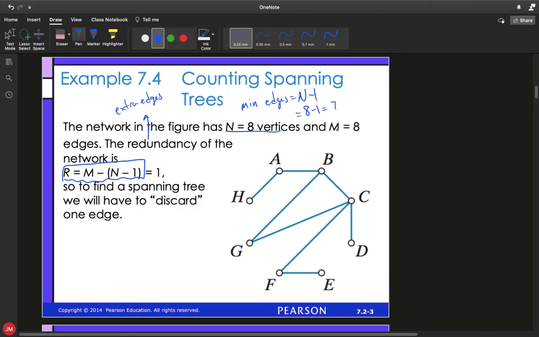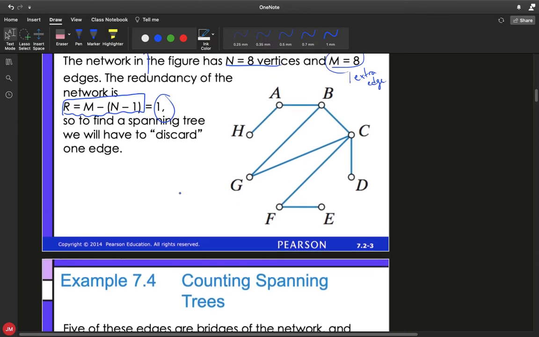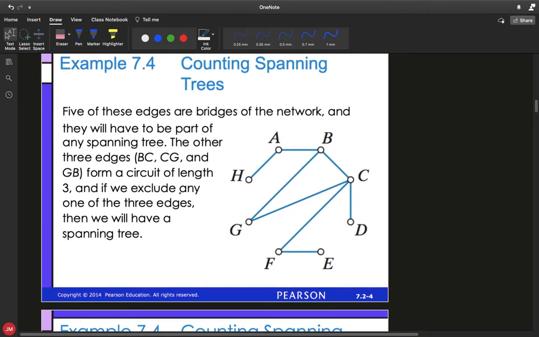Now in this particular graph, we actually had 8 edges. That means we had one extra edge on our graph, in which case our redundancy, as they calculated right here, would have been 1. Notice that the extra edge is really because it forms a circuit. Notice that B, G, and C form a circuit. So again, we're looking at these edges right in here. And if the redundancy is 1, meaning there's essentially only one extra edge, then there's really only one of these that we need to get rid of.